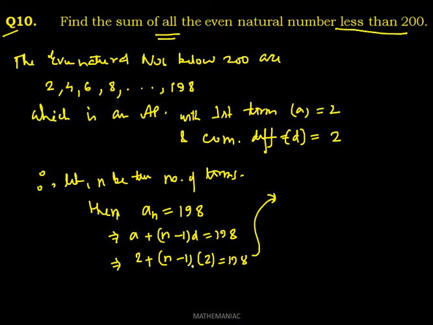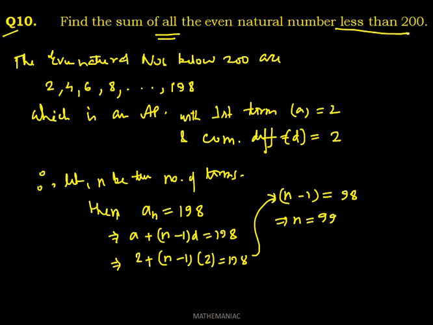I can shift the 2 here, 196, then divide by 2. A shortcut I have taken, you can understand it. 196 by 2. 2 will divide 19 by how much? 9, and 16 means 8. 98. So n is equal to 99. Sorry, I just take back my word.